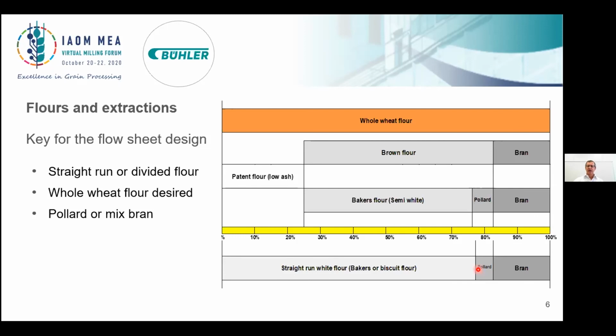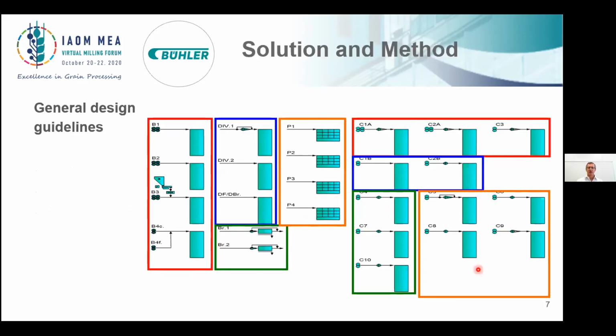Fine, now we are ready and we can think about the flow sheet. The flow sheet is the language of a miller. If I design a flow sheet, my friends in Egypt, in Kenya, in China, in America, they can read it. Without understanding the German language, they can read the flow sheet of a mill. So we need to have specific terminology.